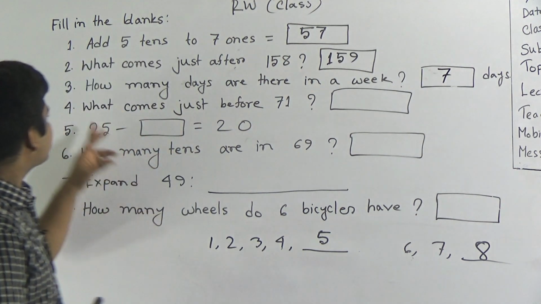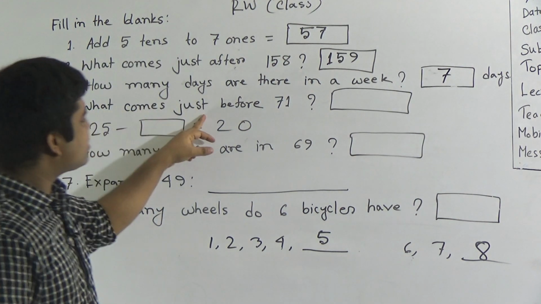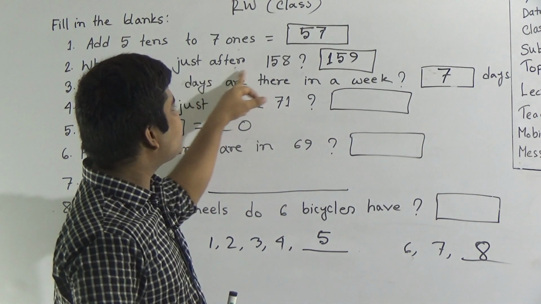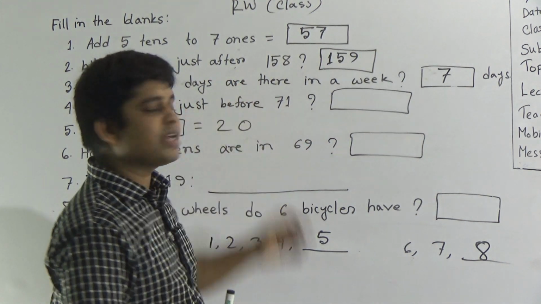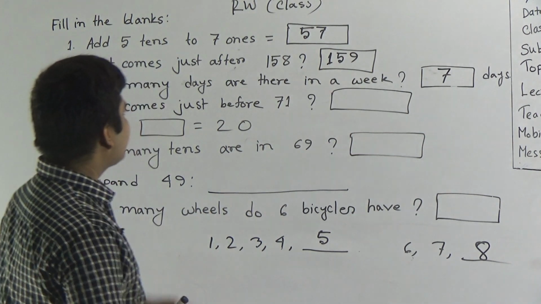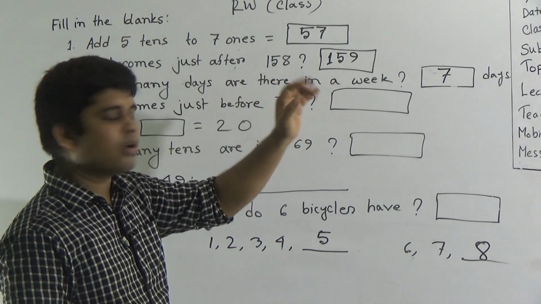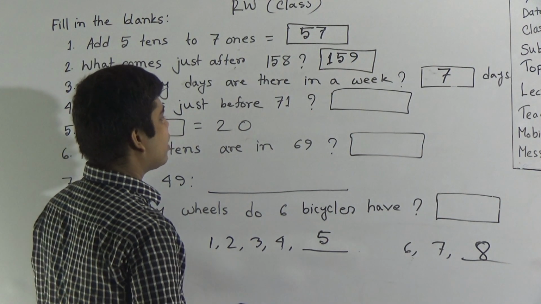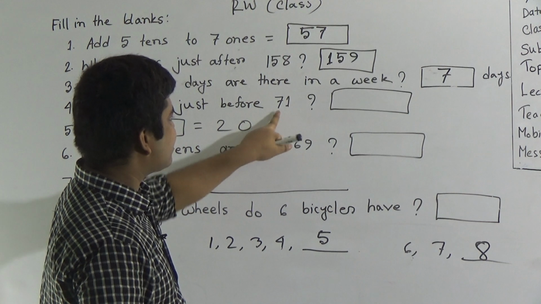Next question: what comes just before 71? My dear student, just after and just before are opposites. For just after we write the next number, but here we write the before number, or previous number. Here you notice 71.